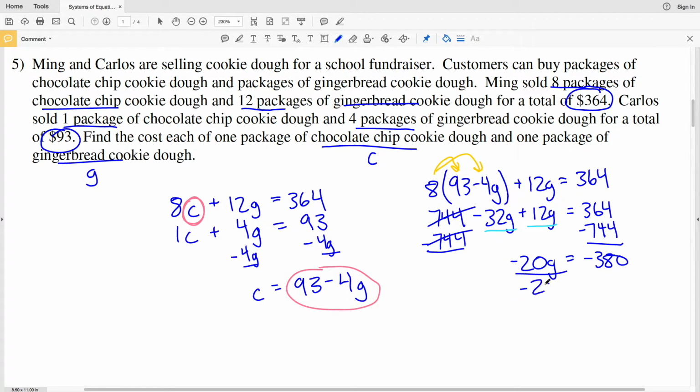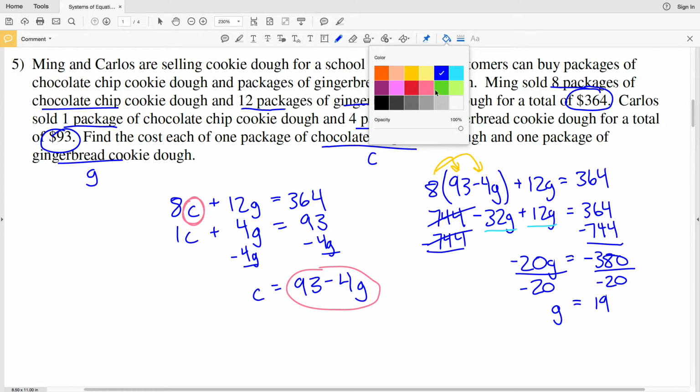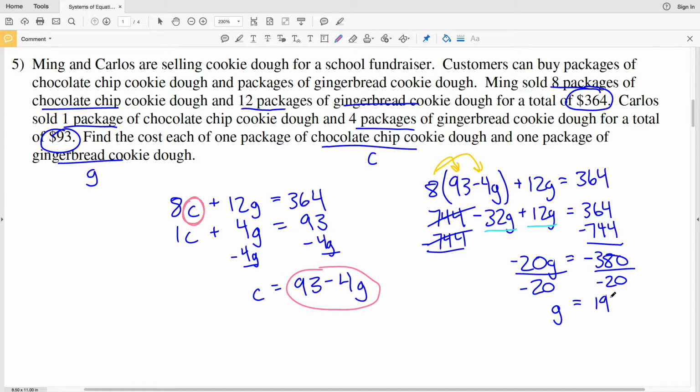So negative 20 times g equals 364 minus 744, which is a negative 380. And when I divide by negative 20, I'll get that g, the cost of the gingerbread cookie dough package, is equal to 19.